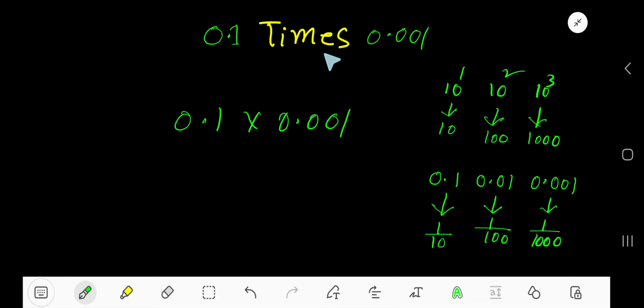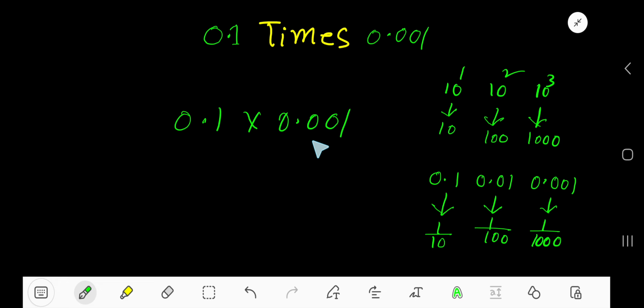Zero point 0.1 times 0.001. So this decimal number is a power of 10. We see 0.1, 0.01, 0.001 are powers of 10, but these are less than 1. 10, 100, 1000, these are also powers of 10, but these are greater than 1.